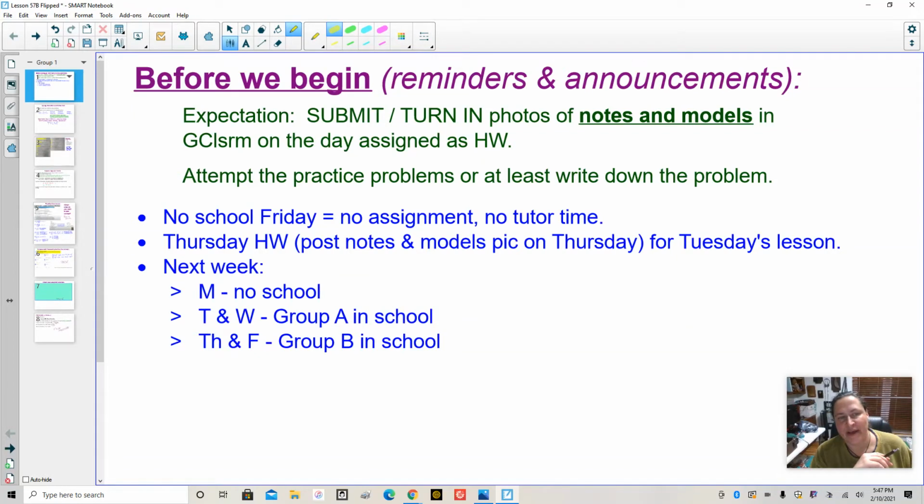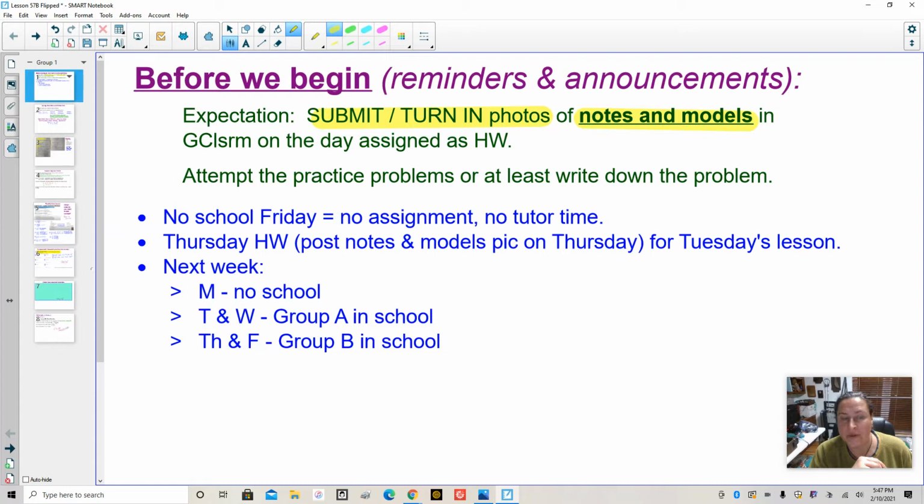Hi, you guys. Before we begin, as always, reminders and announcements. Remember that you need to submit or turn in photos of your notes and models in Google Classroom on the day that it was assigned. On Friday, I am going to be going through and grading all of those. So if you've missed any, get them in there before Friday, and they go in as zeros.